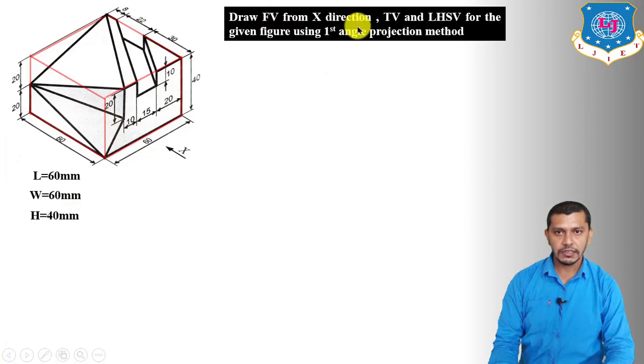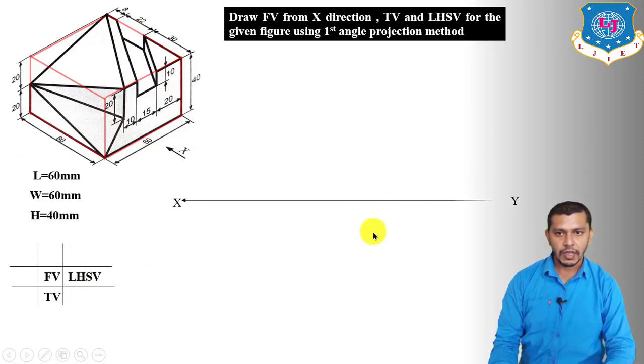Now the second thing is we have to position the front view, top view and the left hand side view by following the first angle projection method. If you are following the first angle projection method, then the top view will be below the front view and the left hand side view will be on the right hand side of the front view. So now we have to position these views by using the XY line and X1Y1 line. Draw the XY line and X1Y1 line. Consider this as the XY line and this will be our X1Y1 line.